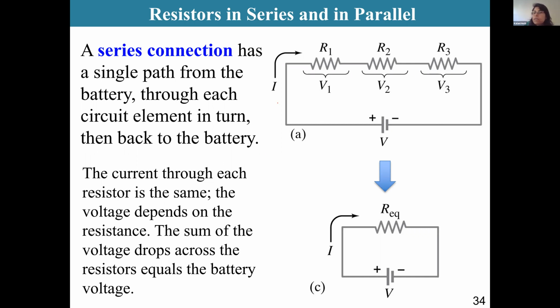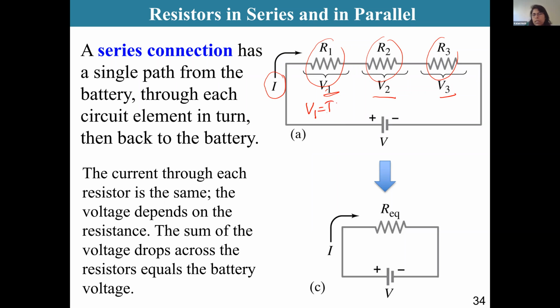So now, similar to the capacitor, this is the series connection of the resistors. Now you have the same current in the loop, but they have different voltages. If I want to calculate the voltage, I will be able to calculate it by using Ohm's law.